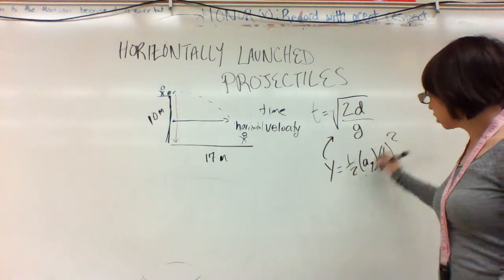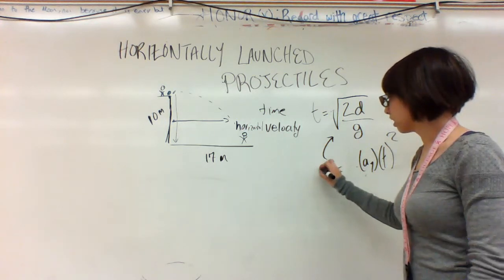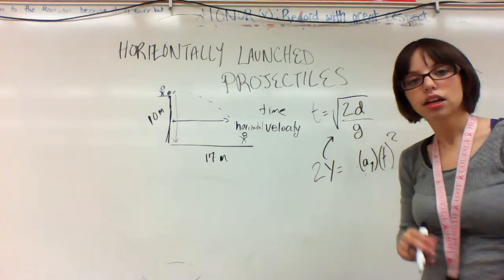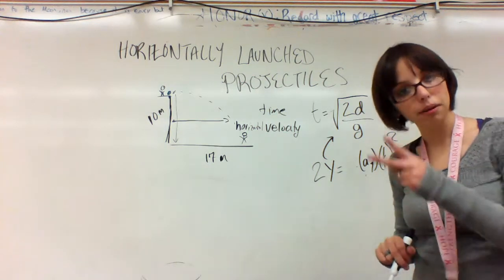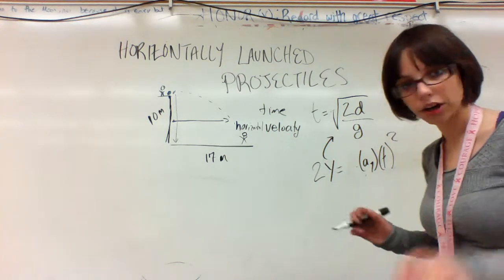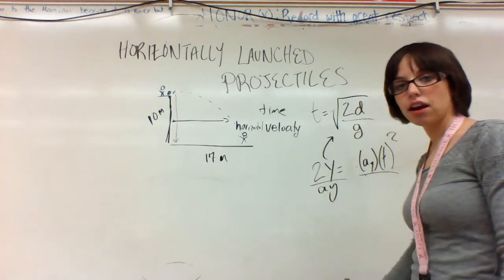If I rearrange this to get time all by itself, first I divide by 1/2, which is the same as multiplying by 2. Dividing by 1/2 is the same as multiplying by 2. Then I divide by a_y, which is the same as gravity.